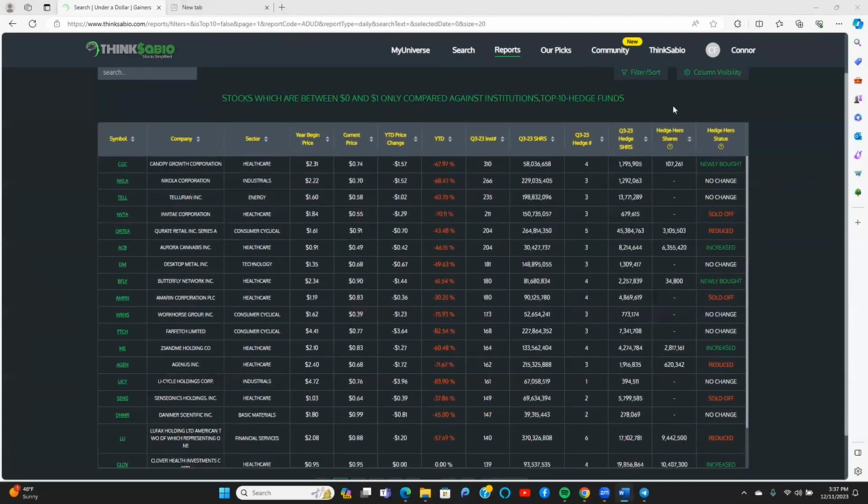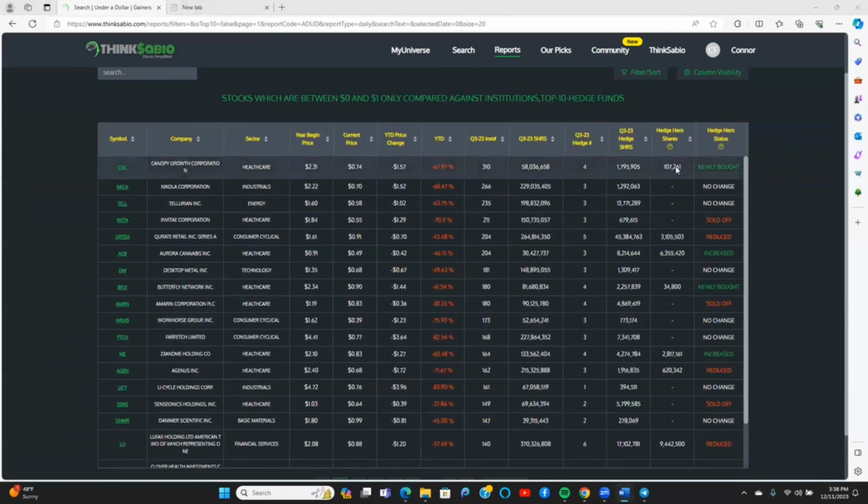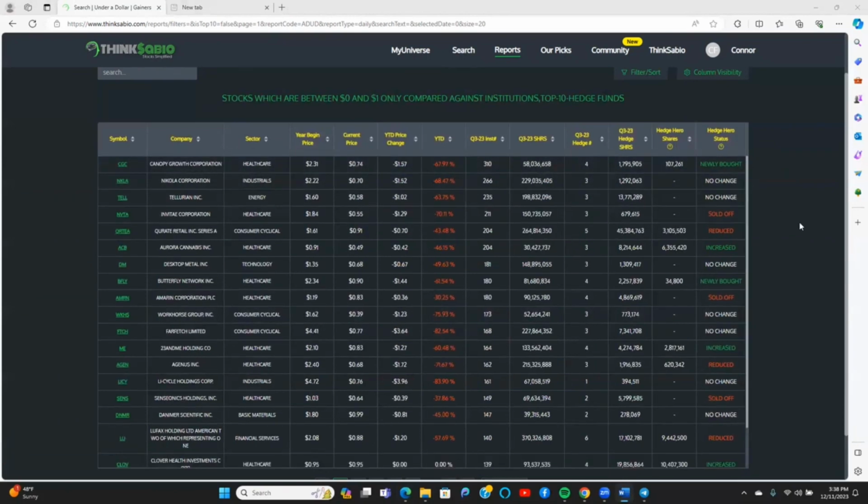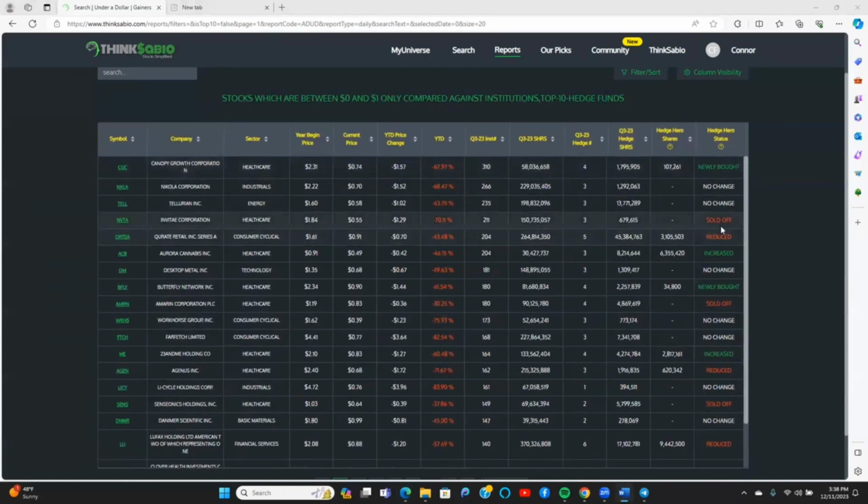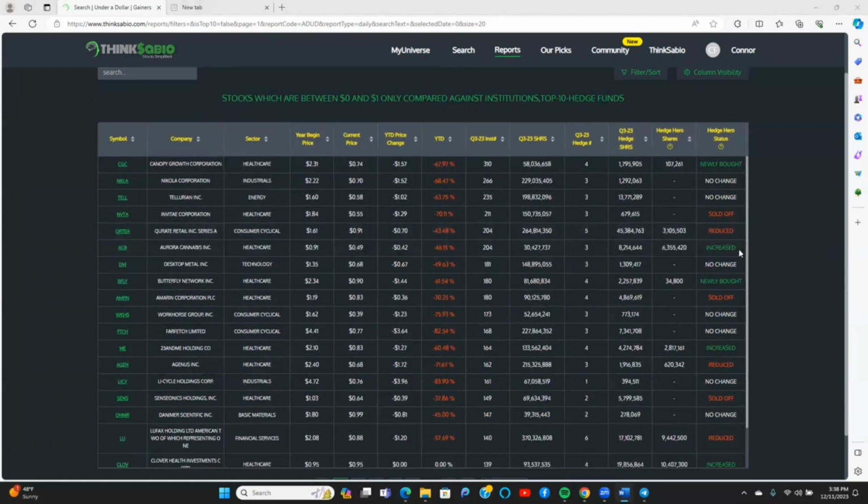So this column here shows how many stocks Renaissance Technologies owns. And if it's a dash, that means they don't own any. And then this column shows how that status has changed. So newly bought would mean that they invested in this stock for the first time. Sold off means that they owned stock previously but sold it off. Reduced would mean that they owned stock, but it's less than they owned before. Increased would mean that they bought stock but bought more of it, and no change means they kept the same amount.